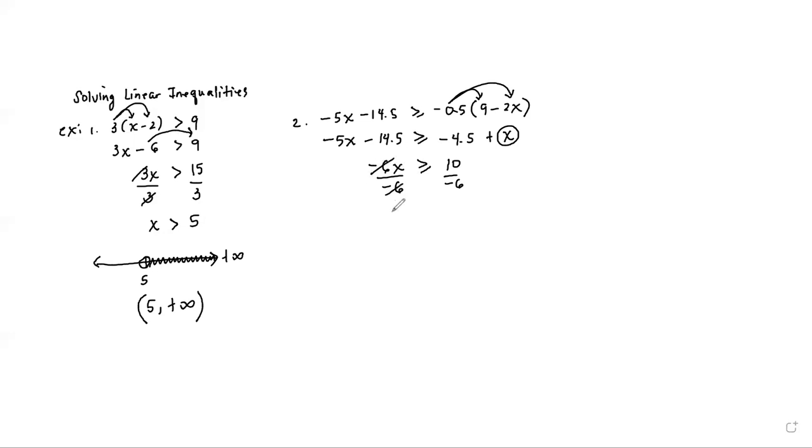So the left side now becomes x, but the inequality will become less than or equal. And then 10 over negative 6 is just negative 5 over 3. So in interval notation, we plot negative 5 over 3 anywhere on the number line. And then since there's a presence of equal sign, that means negative 5/3 is represented by a solid point. And then everything to its left are part of the solution. So that means the interval notation will be parenthesis, negative infinity, comma, negative 5 over 3, and then it will be followed by a bracket symbol.